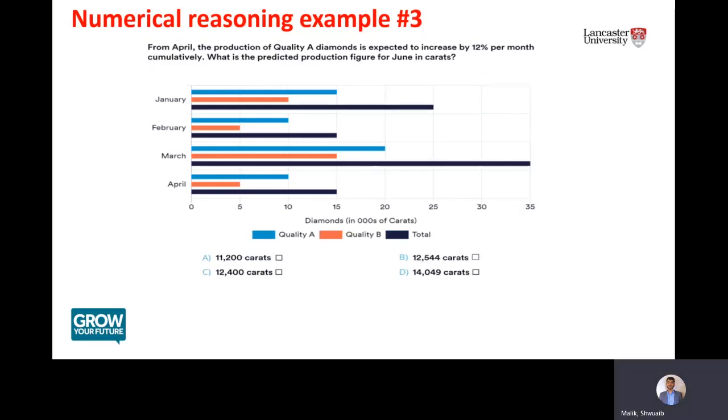This question's a bit trickier, and it's a percentage change question. So from April, the production of quality A diamonds is expected to increase by 12% per month cumulatively. What is the predicted production figure for June in carats?